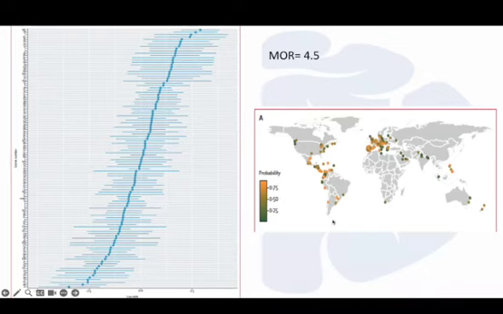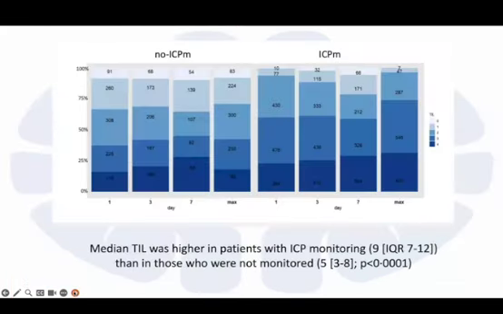And even in this graph here, you will see, according to the different colors, the probability for the same type of patients to receive ICP monitoring, and you see that there is a large variability. And it's not just about countries, it's really about single centers, because you see there is variability in Europe, there is variability in North America and in South America.